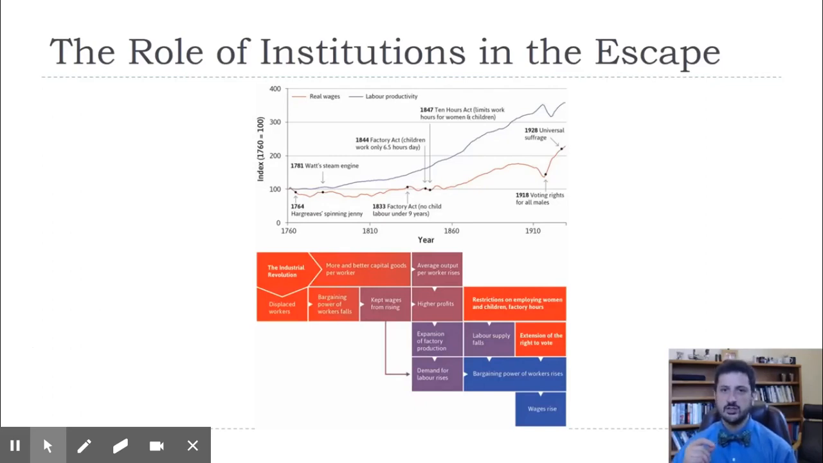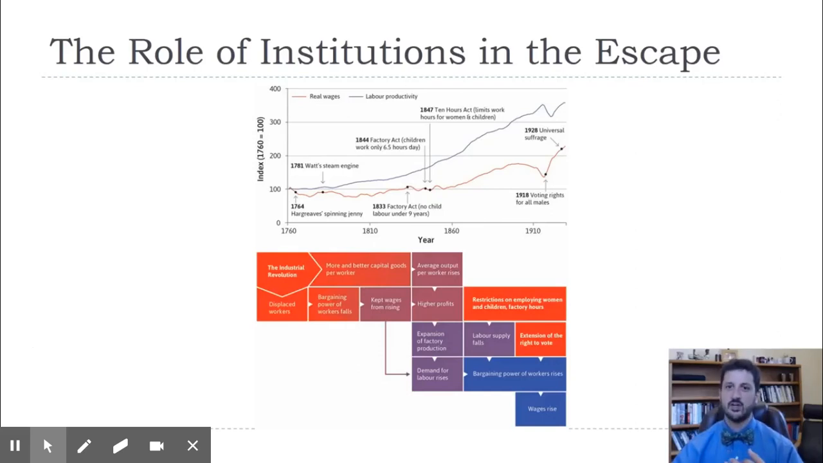And this is where institutions really become important. And so as productivity increases, workers are producing more and more, right? So we start moving from farms to factories. Farms are producing more, factories are producing more. And now that means that workers are able to demand more, their bargaining power increases, they're able to pass some laws such as no child labor under 10 years.